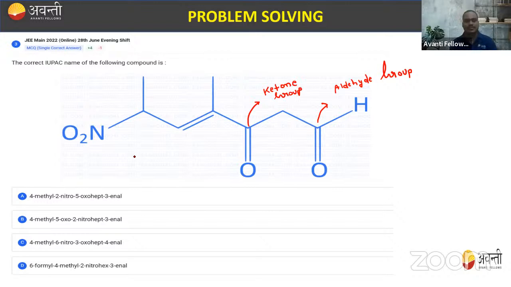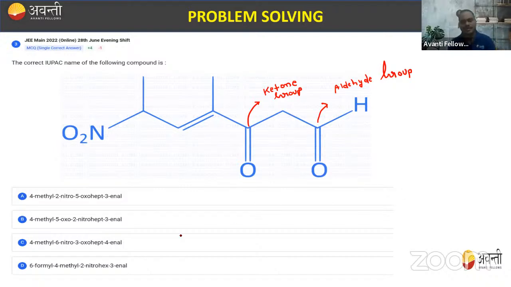Here we have a ketone group, here we have an alkene, and here we have NO2. So this NO2 generally acts as a substituent. Out of aldehyde and ketone, which will be given preference? Tell me quickly. Out of aldehyde and ketone, preference will be given to... Aldehyde or ketone? Obviously aldehyde, right?